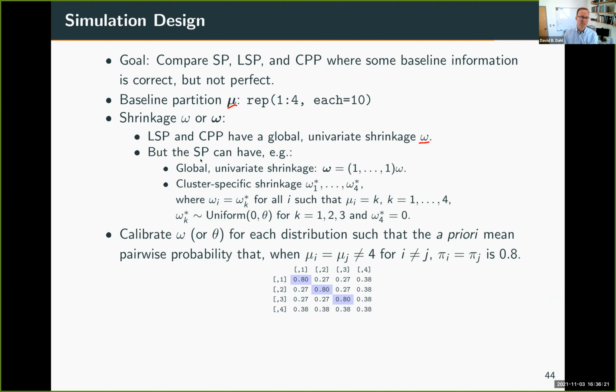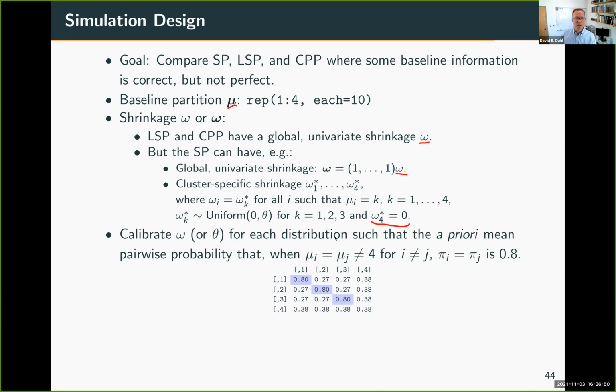Our shrinkage partition distribution can have a global univariate shrinkage, but we can also have cluster-specific shrinkages. In this case, we're going to have the shrinkage for cluster 4 be 0, saying that we don't really want to try to encourage items that we put in cluster 4 to be together, per se. But we're going to have a uniform prior on the other 3 shrinkages for clusters 1, 2, and 3.